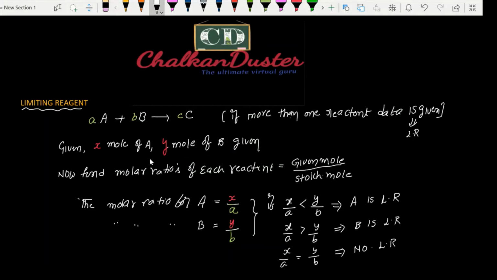Always try to do the limiting reagent concept in moles. It will make answering easy. Mainly, you have to focus on finding the molar ratio of each reactant, which is nothing but given mole by stoichiometric mole. The molar ratio for A is x by a, and for B is y by b. Among these two, the smallest value's reactant will become the limiting reagent. If both are equal, there is no limiting reagent.